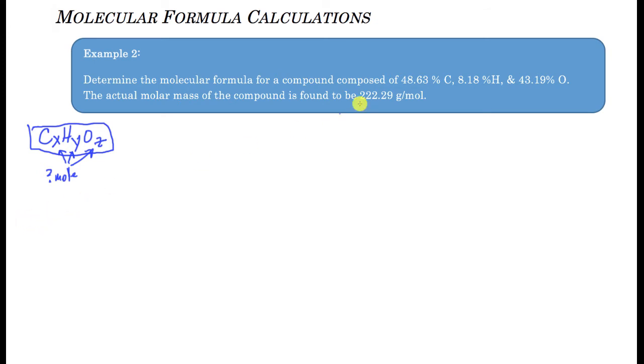So what I'm going to do is start with that 48%, and remember, in a previous video lesson, we talked about how we can use the percentages. So what I'm going to do is assume I have 100 grams, because if I take 48.6 percent of 100, what I'm going to end up with is 48.63 grams of carbon. Okay, so that's what I'm going to do first. I'm going to do that for all 3.